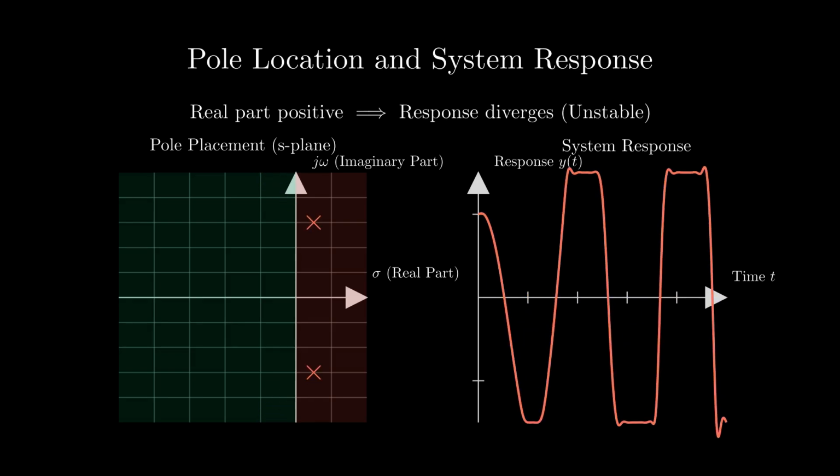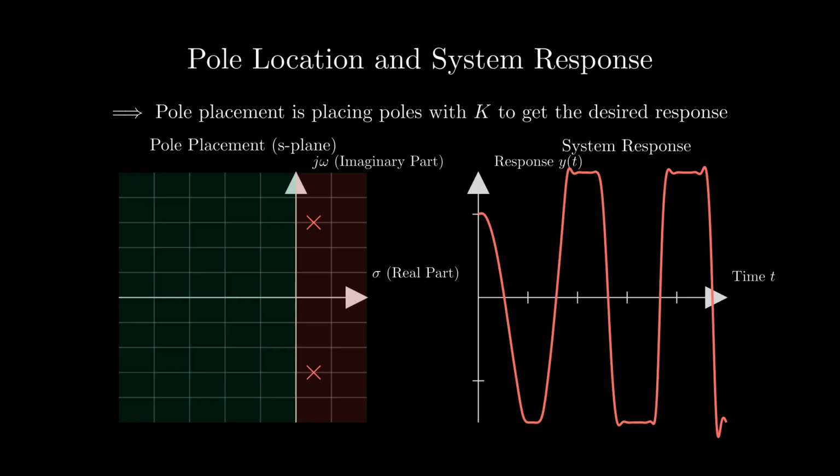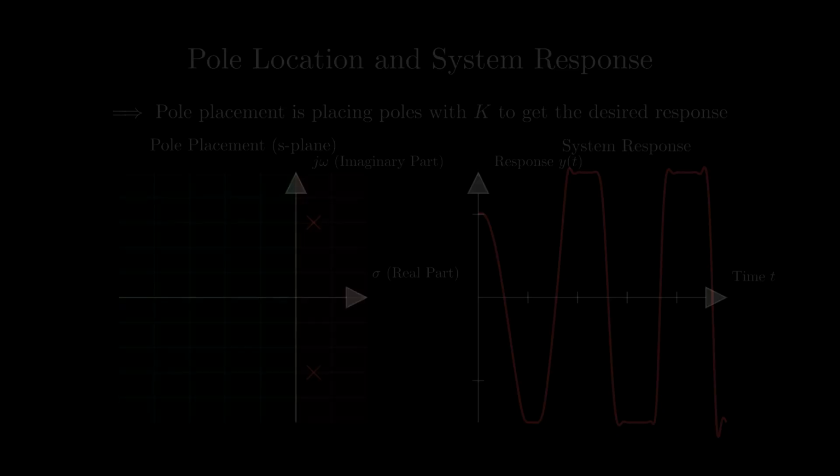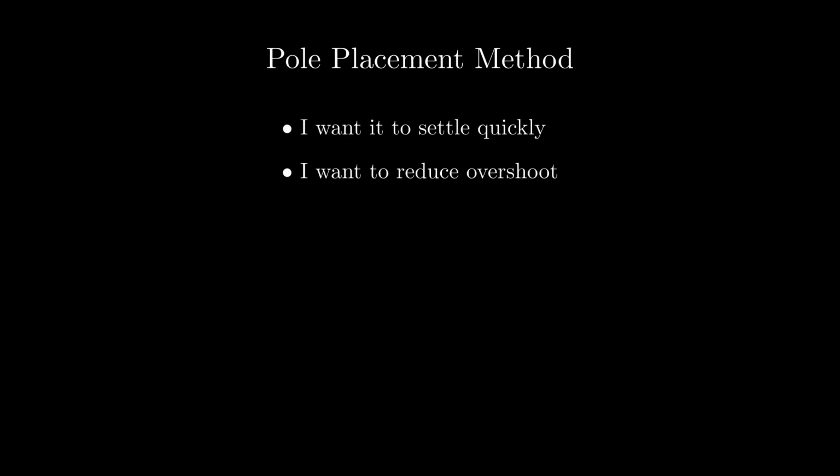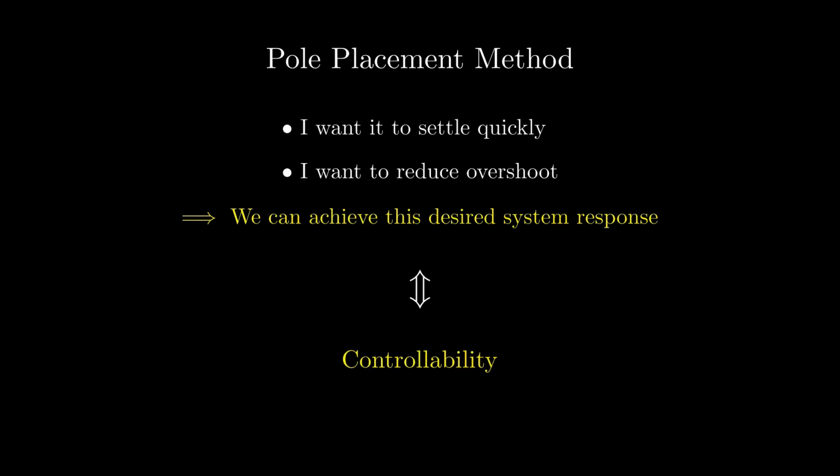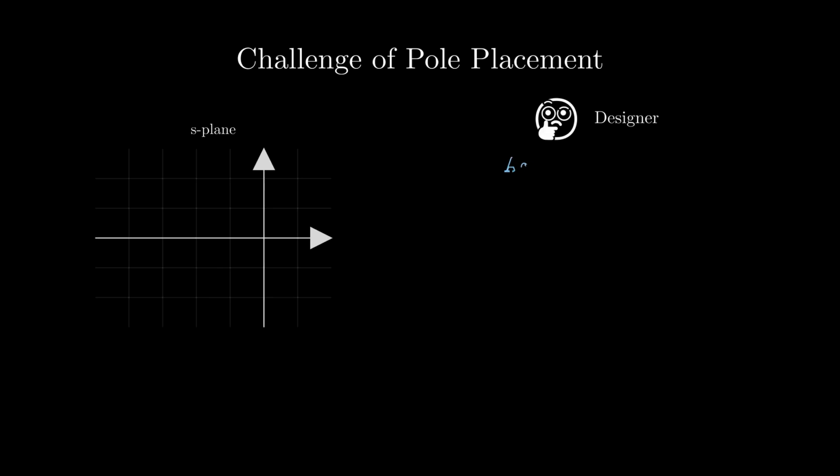And pole placement is a design technique where you cleverly choose the feedback gain matrix K to literally place the poles of this closed-loop system at desired locations in the complex plane. This allows you to achieve desired responses, like settling quickly or minimizing overshoot. And the condition for being able to do pole placement is the controllability we discussed earlier. Theoretically, yes. But there are practical challenges with pole placement.